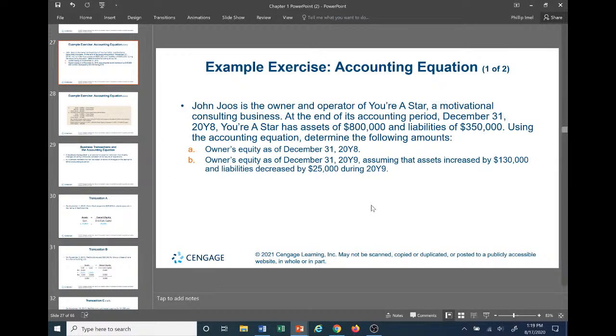So let's recall, assets equals liabilities plus owner's equity. So we know on the left side of the equation, assets is given, it's $800,000, right? Liabilities is also given, we know that's on the other end of the equation. So if assets equals liabilities plus equity, then what does equity have to be? Easy way to look at that is the difference between 800 less 350, which would be $450,000.